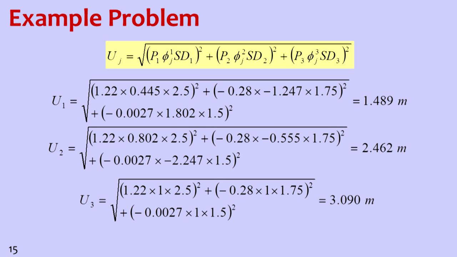Now we apply the equation of the SRSS method. We substitute all the values, and we get 1.489 meters displacement at the first floor, 2.462 meters at the second floor, and 3.090 meters at the third floor. This is the total displacement, that is, the maximum displacement in the response spectrum method. We can compare this with the maximum response of time history analysis, which is usually less than the response spectrum method, because response spectrum method values are more conservative.